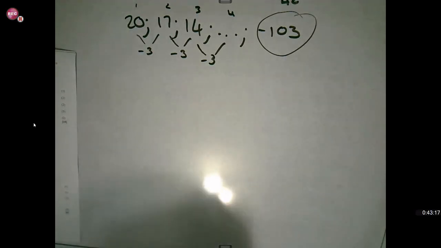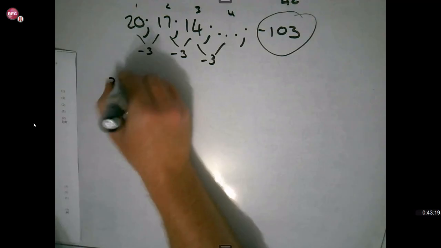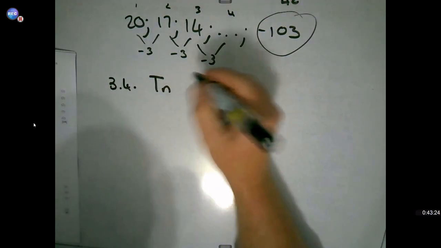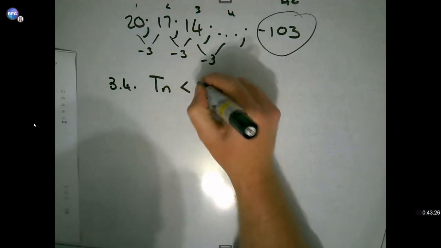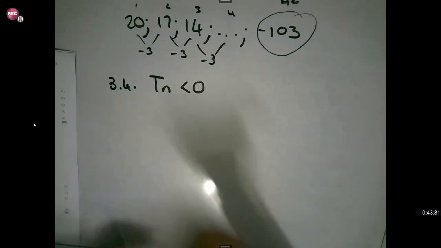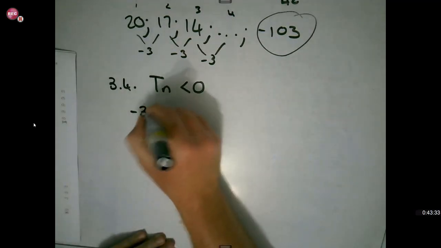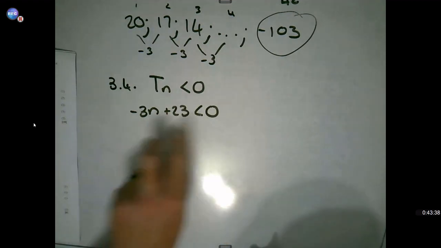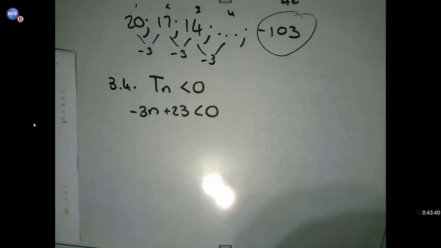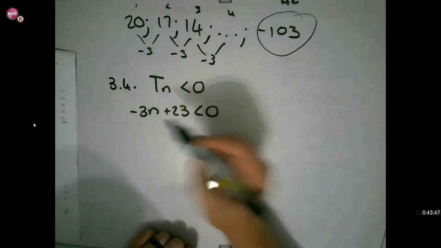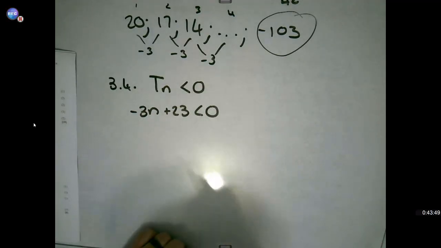So, first things first. For 3.4, we want to know which term is the first term to be less than 0. That's what we want to know. So, what do we do? We take the rule and make it less than 0 to find that number. Now we put n on its own.